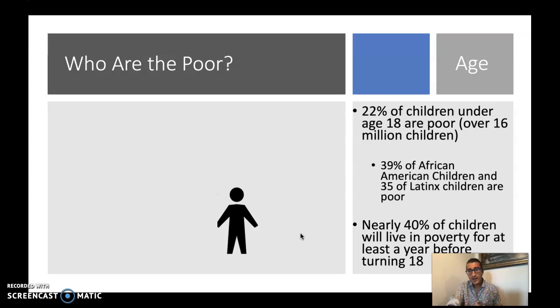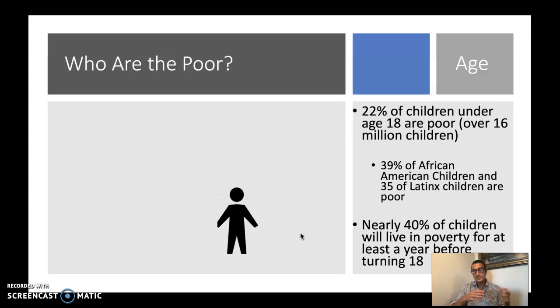Age is also an important factor that plays a significant role in predicting whether or not one will be poor. 22% of children under the age of 18 are currently living in poverty in the United States. So about 1 in 5 children in the United States are living in poverty at any given time. And this is significantly affected by the racial background of children.